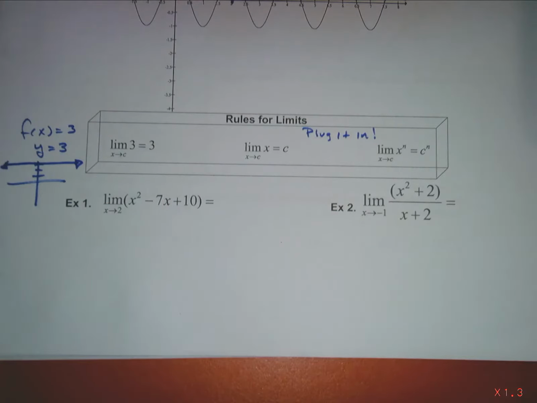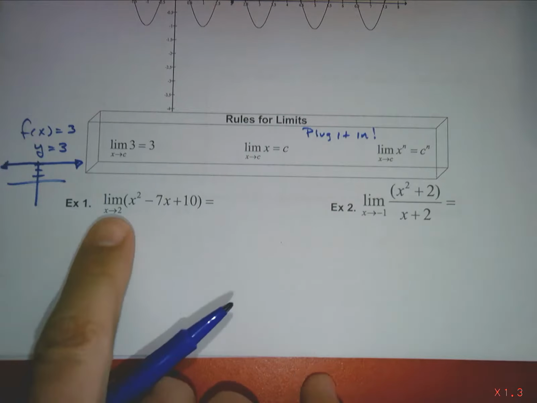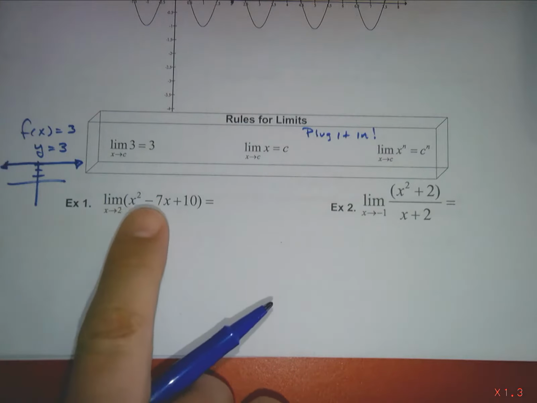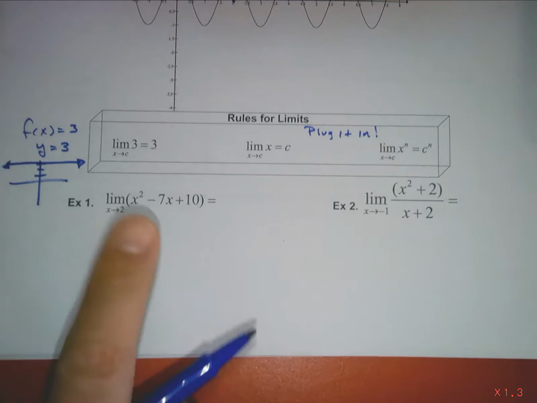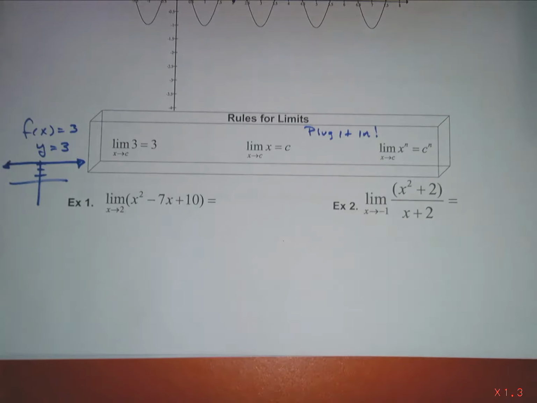Whatever that x value is approaching, plug it in, and that is your limit. Okay? So, example 1, I've got a polynomial. I've got the limit of x squared minus 7x plus 10 as x approaches 2. Well, if I want to find the y value, the intended height at x equals 2, I just plug that number in. I'm going to get that coordinate point, right?